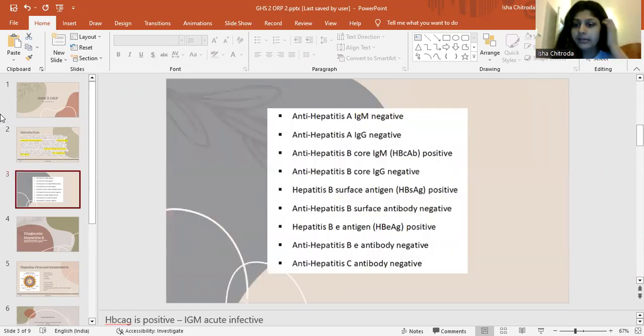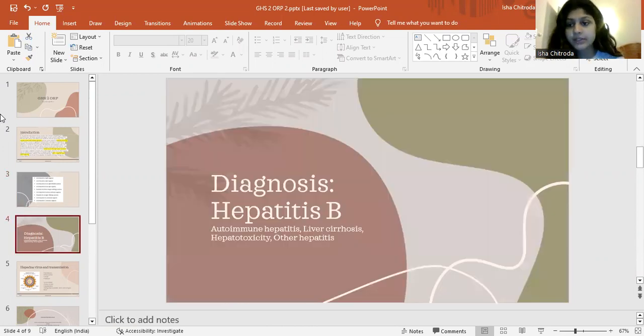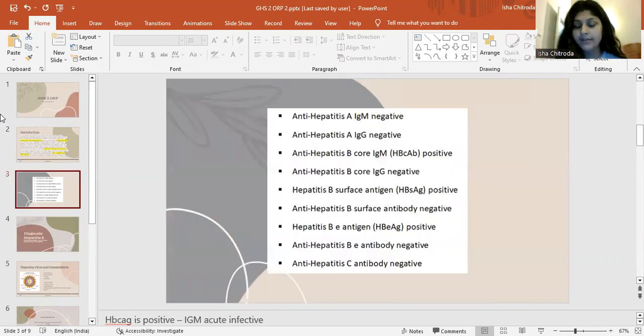So here's how we can figure out what exactly he has. Before that, I just wanted to get it clear out that he has hepatitis B. Now we can figure out why from this table. So first of all, let's look at all of these individually. So antihepatitis A, IgM, and IgG are both negative. That means that this patient never had hepatitis B or doesn't have an ongoing infection.